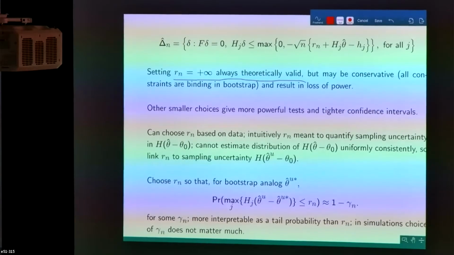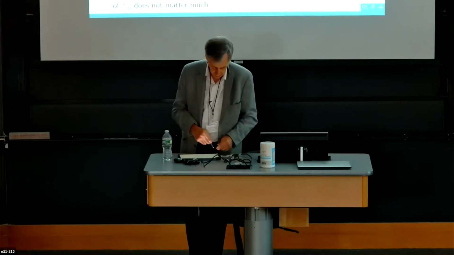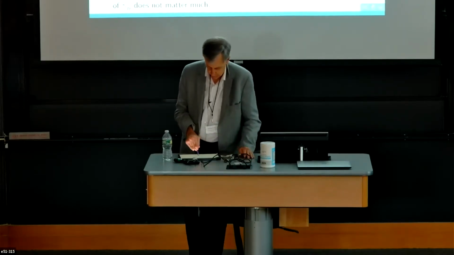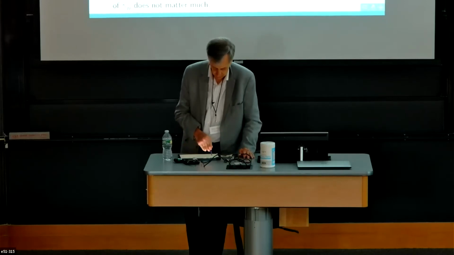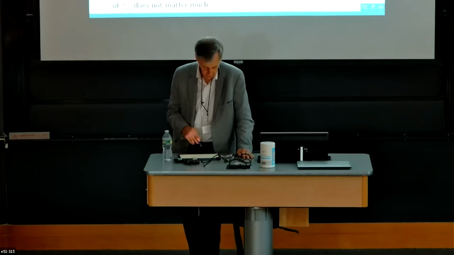Unfortunately, we don't know how to make that work because the distribution of that has this discontinuity in it. And so we don't know how to do that. So we suggest maybe setting Rn to represent the sampling uncertainty in the unrestricted estimator at the constraints. Okay, so the restricted estimator is hard to work with because of the non-uniformity. So we look at the unrestricted estimator.